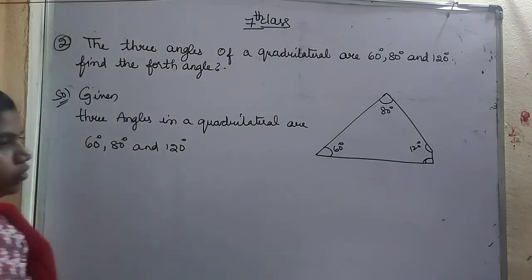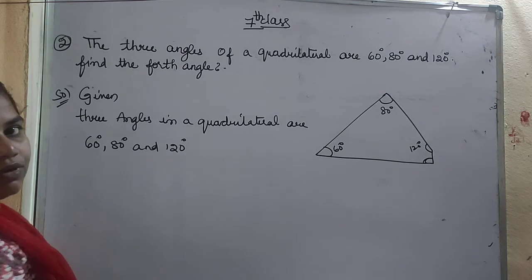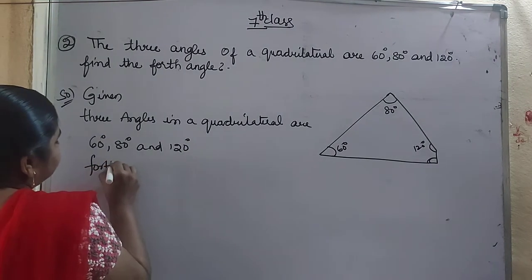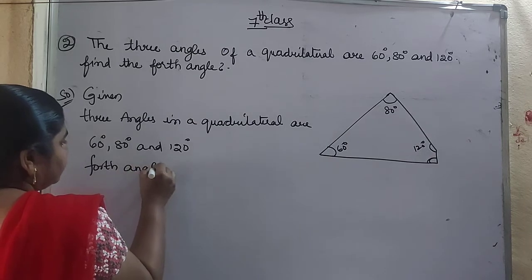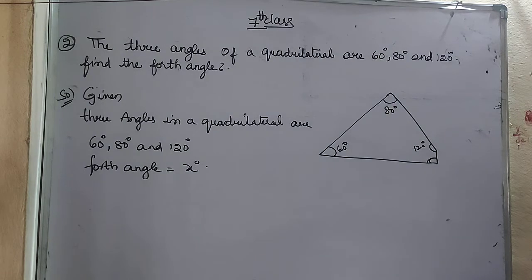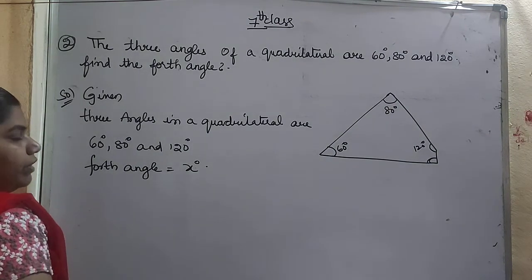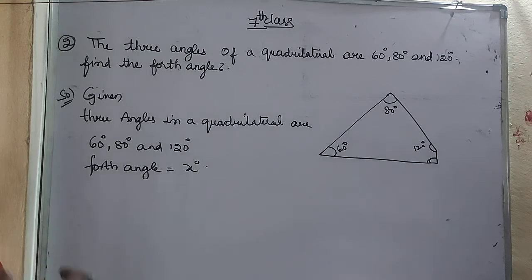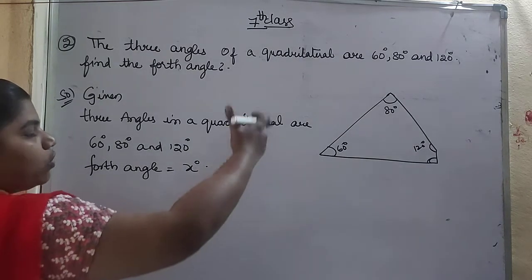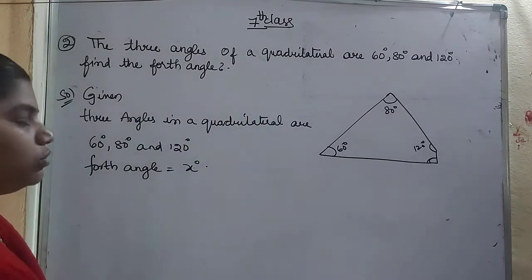So in a quadrilateral we will have four angles. They have given only three angles. Now the fourth angle I am taking as x degrees. Now we have to find that fourth angle. So how to find the fourth angle? We know that the sum of the interior angles in a quadrilateral is how much? 360 degrees. So if you add all four angles, that should be equal to 360.